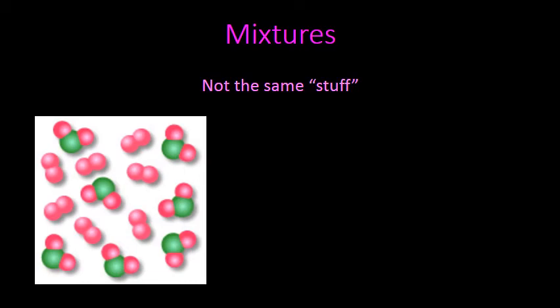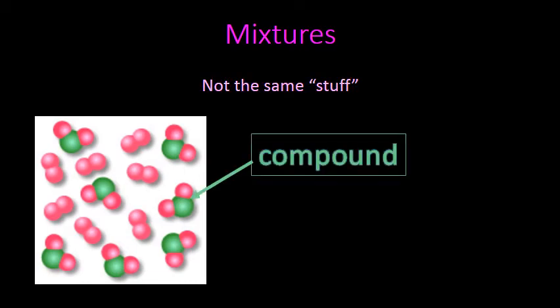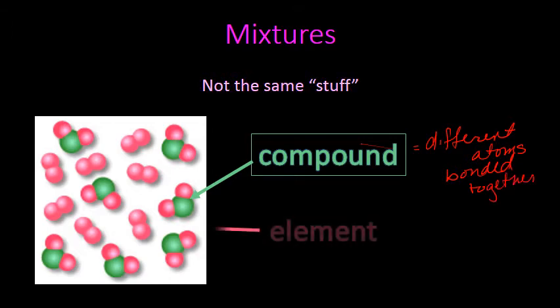This picture again shows a mixture. It's not the same stuff. In this mixture we have a compound. You can tell it's a compound because if you recall, compounds are made of different atoms fused together. They're bonded together. And then we have element pink. So this is a mixture containing a compound and an element.